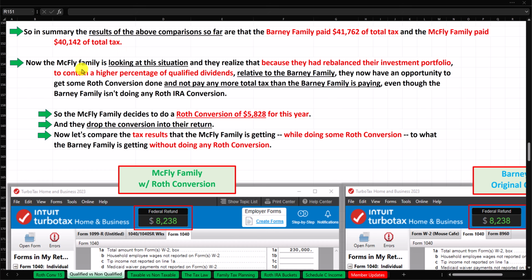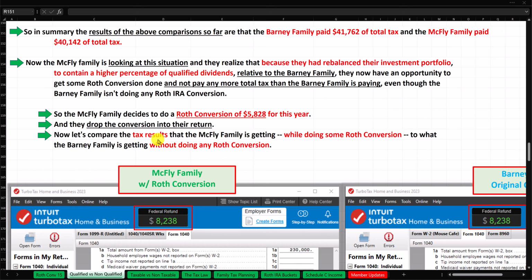Now, the McFly family is looking at this situation, and they realize that because they had rebalanced their investment portfolio to contain a higher percentage of qualified dividends relative to the Barney family, they now have an opportunity to get some Roth conversion done and not pay any more total tax than the Barney family is paying, even though the Barney family isn't doing any Roth IRA conversion. So the McFly family decides to do a Roth conversion of $5,828 for this year, and they drop the conversion into their return.